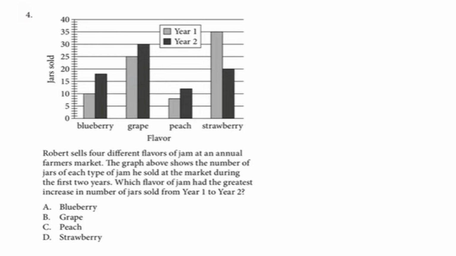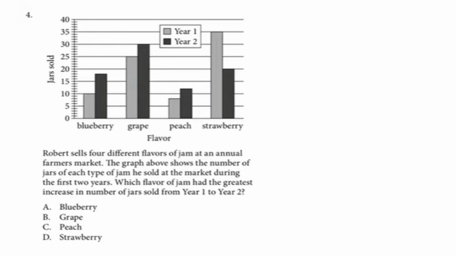In question number 4, it says Robert sells 4 different flavors of jam at an annual farmer's market. The graph above shows the number of jars of each type of jam he sold at the market during the first 2 years. Which flavor of jam had the greatest increase in number of jars sold from year 1 to year 2? So what we're going to do is basically look at this graph and figure out which jam increased by the most from year 1 to year 2.